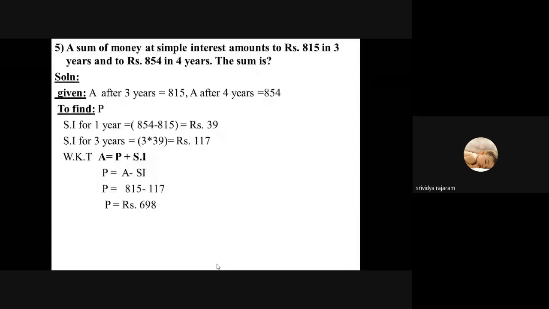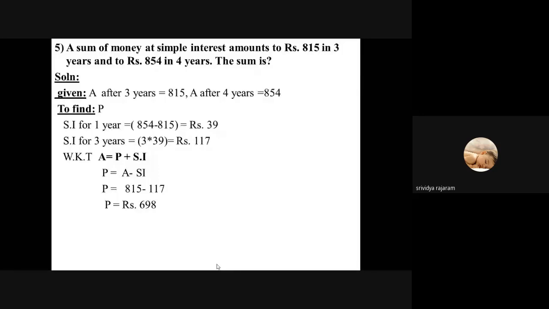So now we can use the formula A is equal to P plus SI, because the A amount for 3 years is given as 815 and the principal amount is what we have to calculate, and we have calculated simple interest for 3 years as 117. By substituting that, P comes to 698. So the principal amount or the initial amount deposited is nothing but 698.